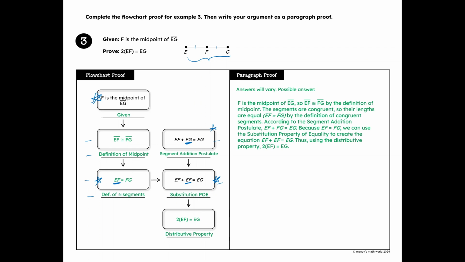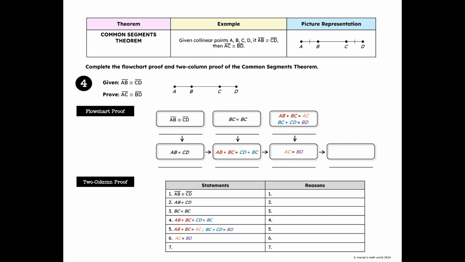So you can kind of fancy it up if you want. You just need to make sure you have every reason and every statement written in your paragraph proof. So I encourage you to pause the video and write this paragraph proof down in your notes. Let's move on to the last example for today.